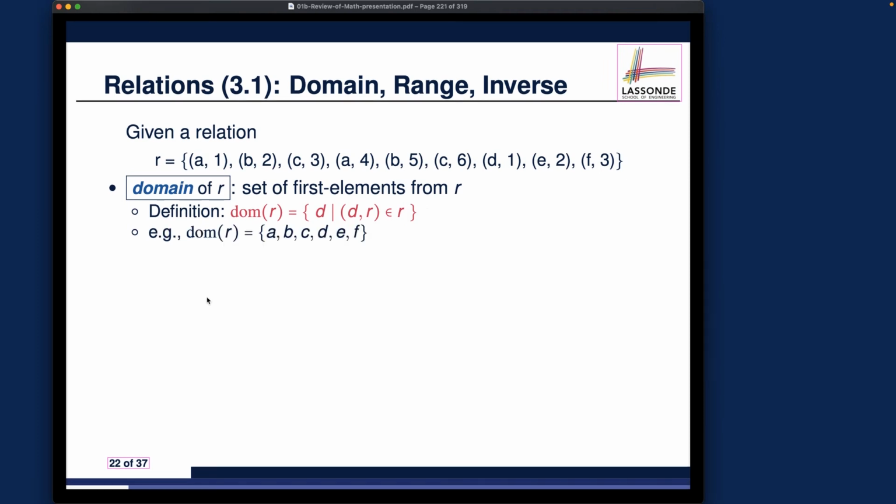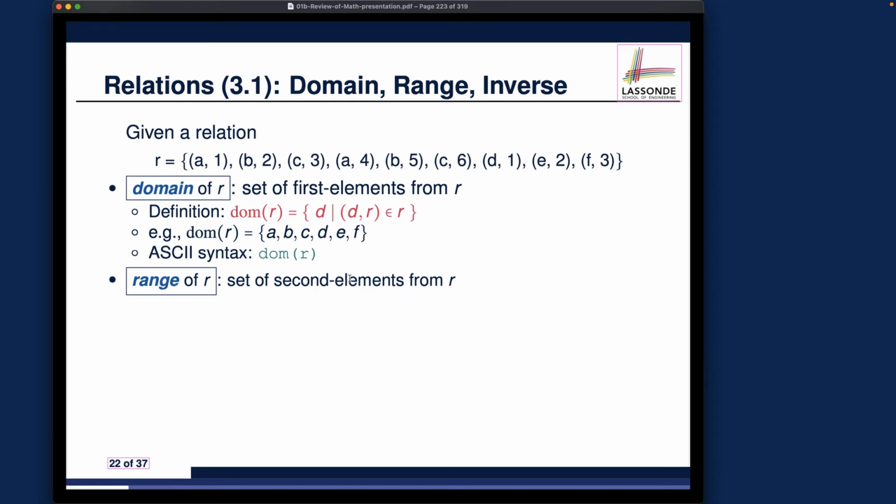All right, the next one is about the ASCII syntax. Later on, when we use the Rodin tool to show you how to specify and prove refinements about the system, we're going to type in the domain using ASCII characters from your keyboard. So it'll be DOM parenthesis R, right? It's straightforward, just to keep that syntactic reference for you. The next one will be the range of the relation R, and similar to the domain, it's just going to be the second elements of R.